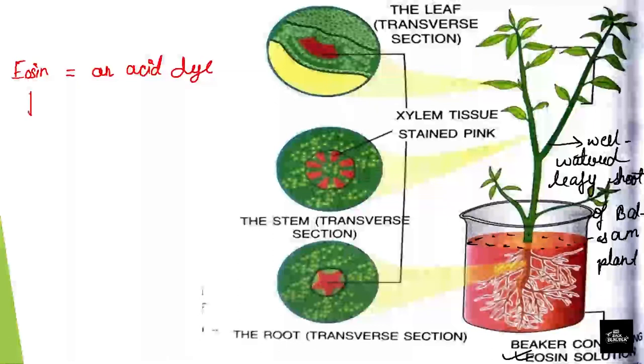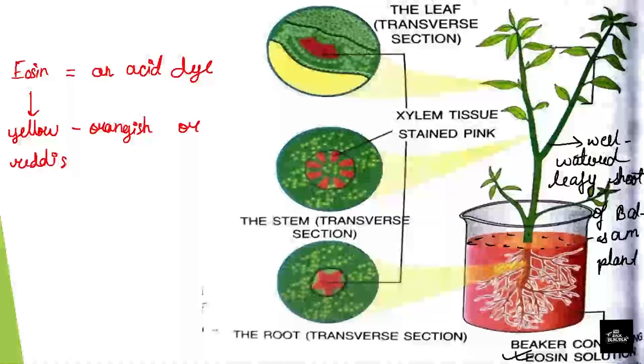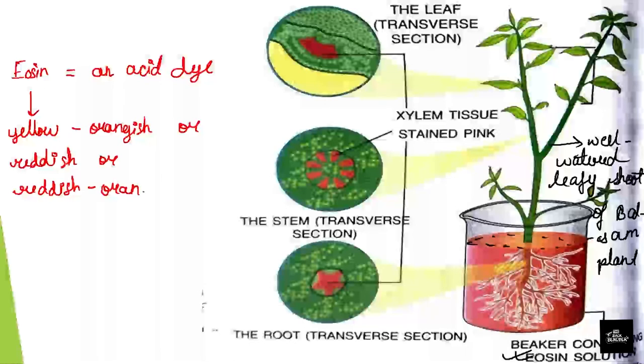And it stains yellow, orangish, or reddish, or reddish orange. Three types of stains it can give. So we have put a few drops of eosin in the beaker. And then we have put the balsam plant in the beaker. And then we have to let this whole apparatus sit for 3 to 4 hours or more.